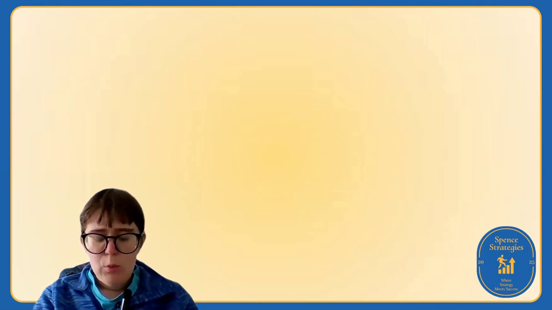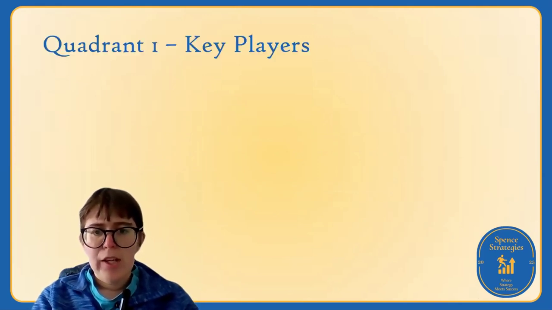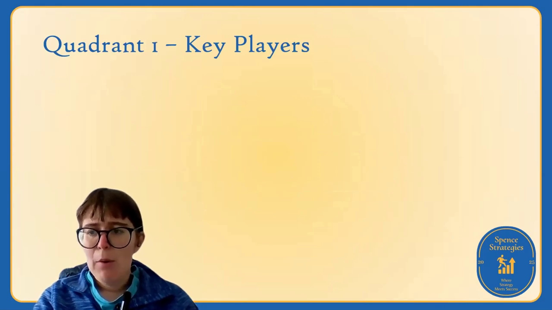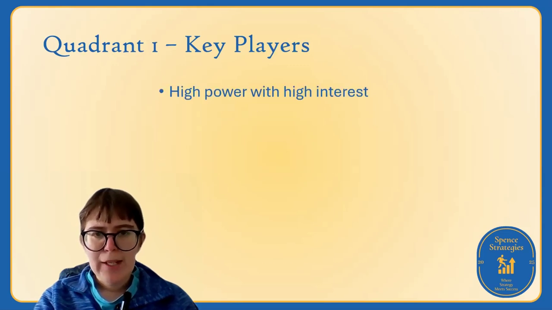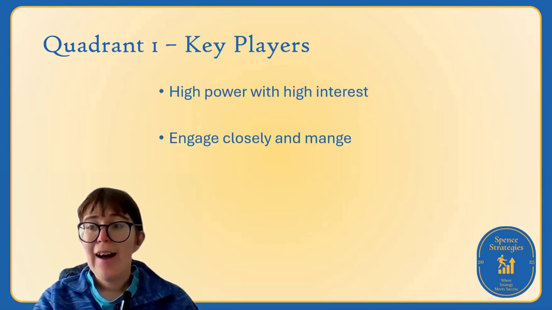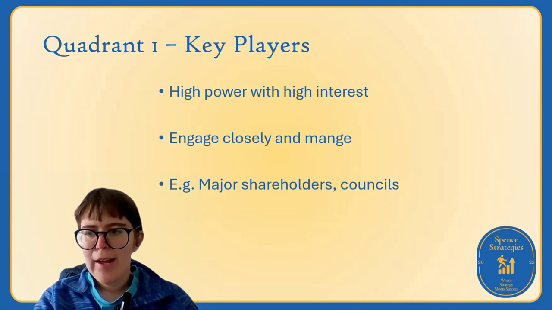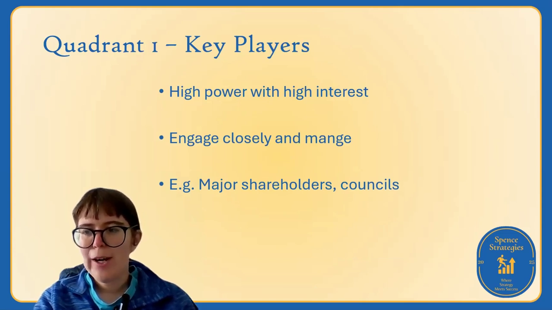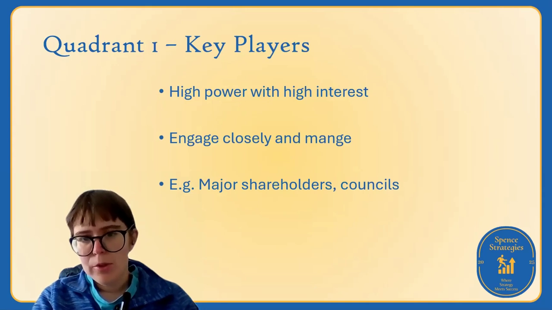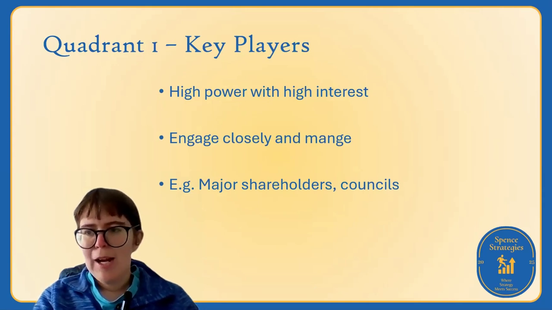So in quadrant one, then, we talk about our key players. So these are stakeholders that have high power and very high interest within the organisation. They are therefore going to engage very closely with the business, and they are also going to manage as well. So for example, our major shareholders are key players. They are putting their funds into investment of our business. Our councils are also key players. Ultimately, we have to follow their guidance and their rules because failure to do so could end up in us not actually being able to carry out our business.